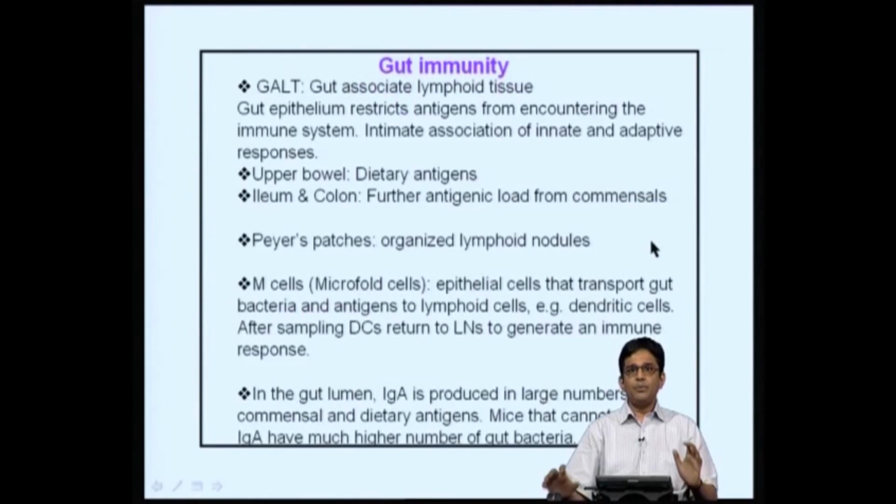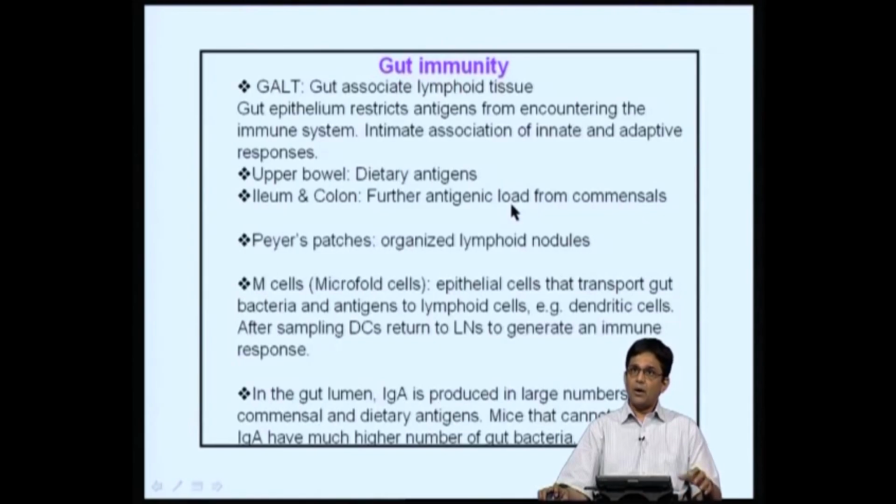A fine example of this interrelationship between adaptive and innate immunity is seen in the gut, because in the gut you have huge numbers of bacteria, and the gut plays an important role because you have this gut associated lymphoid tissue. The upper bowel has a lesser number of bacteria, but it reacts to dietary antigens, whereas in the lower bowel, in addition to the dietary antigens, you have huge numbers of commensal organisms living there.